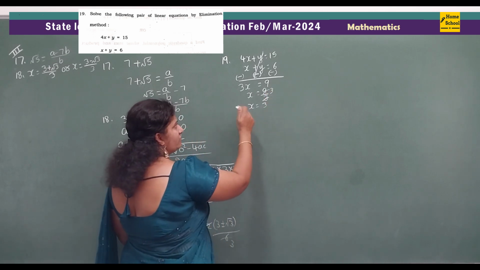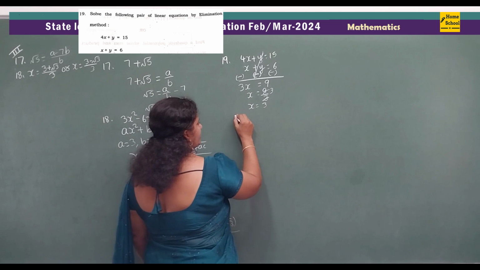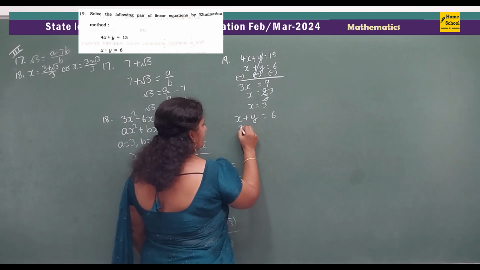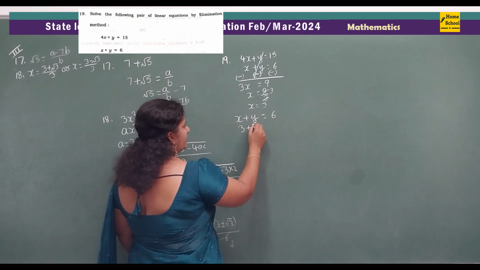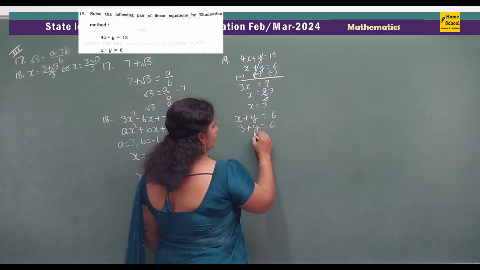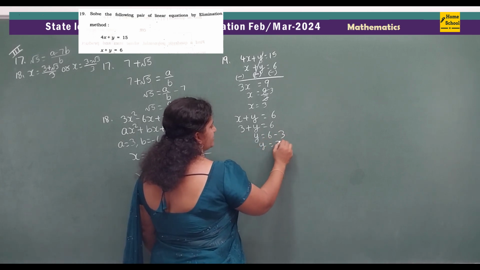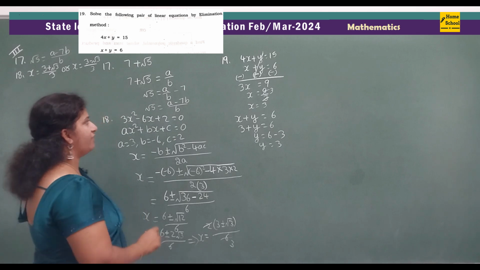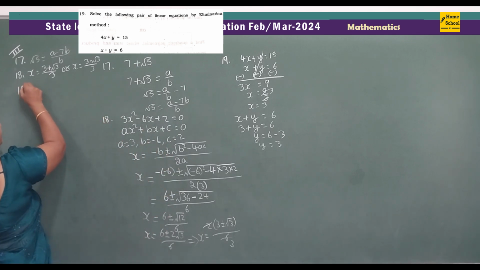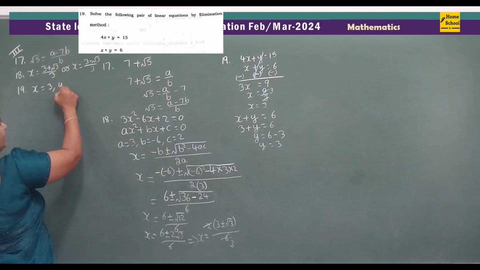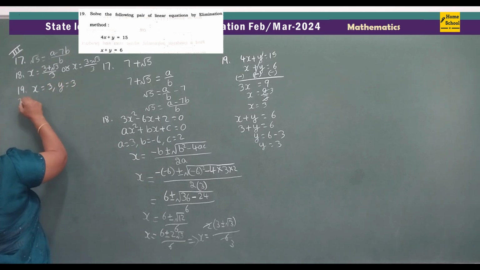Now substitute this x value in any one of the equations. x plus y is equal to 6. In place of x, write 3. 3 plus y is equal to 6. y is equal to 6 minus 3. y is equal to 3. Therefore, what is your final answer here? The values are x is equal to 3 and y is equal to 3.